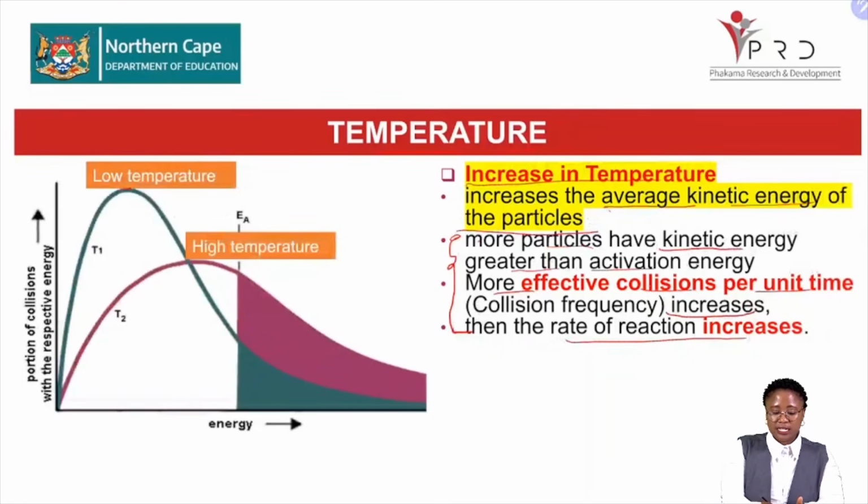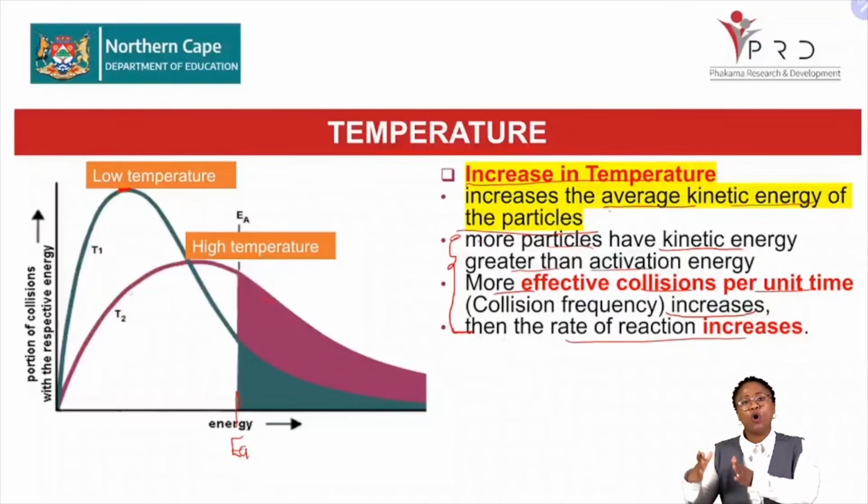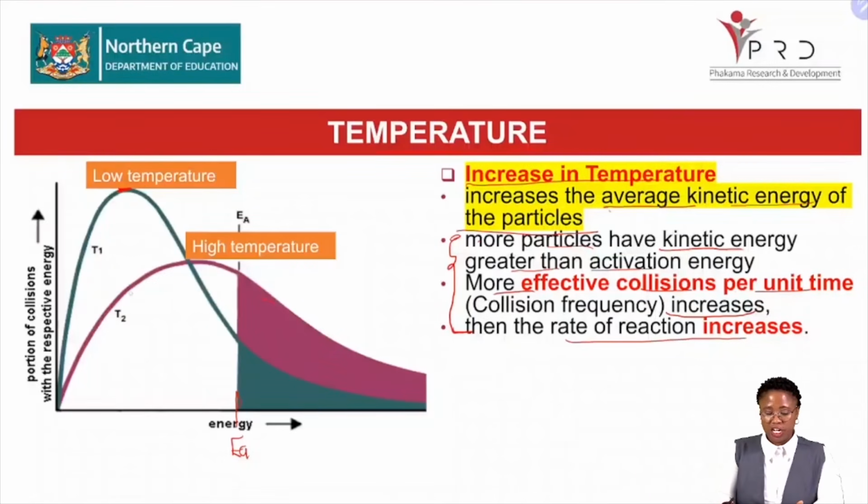Then what are you interested in? You are not interested in the peak of the graph. Remember, you are interested in the activation energy. How many particles? Which one has more particles that are greater than or equal to the activation energy? All right, if you look here, I've already said this one will indicate low temperature, and this graph over here, if I call this T1, will represent low temperature, and T2 will represent high temperature.